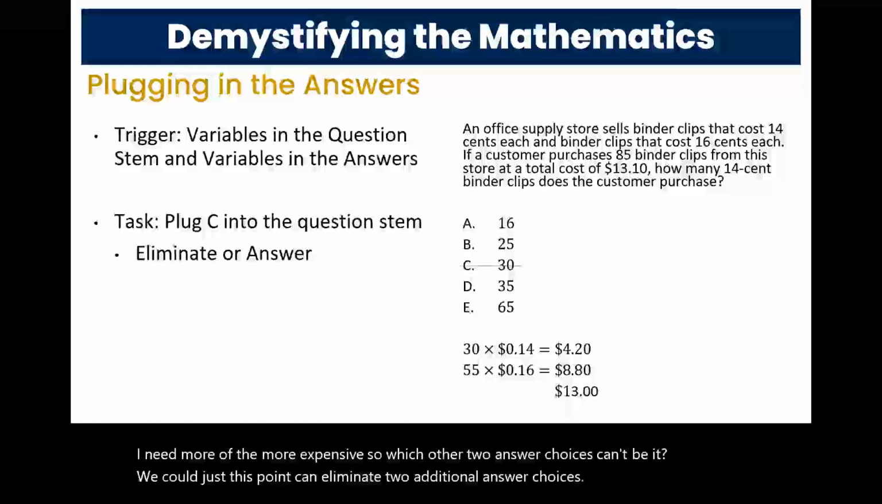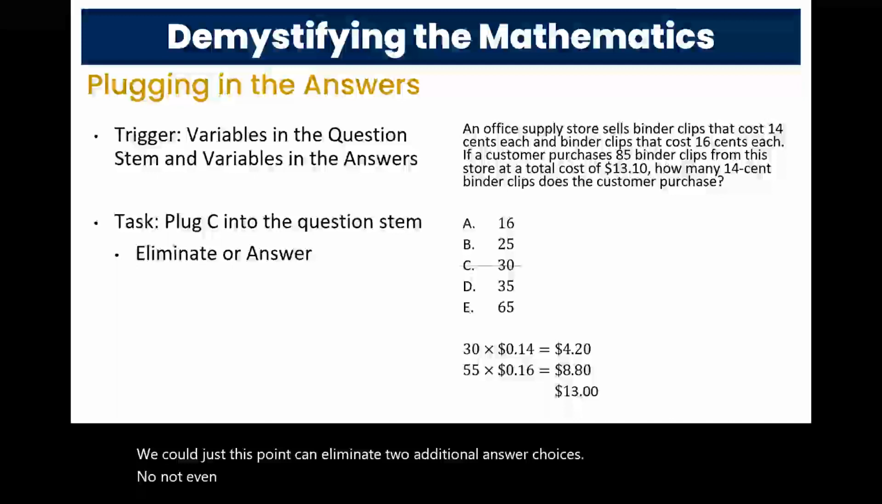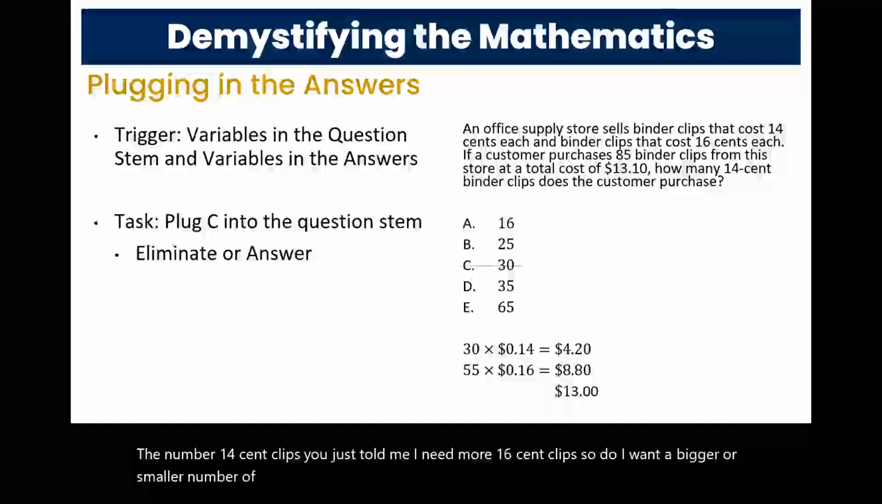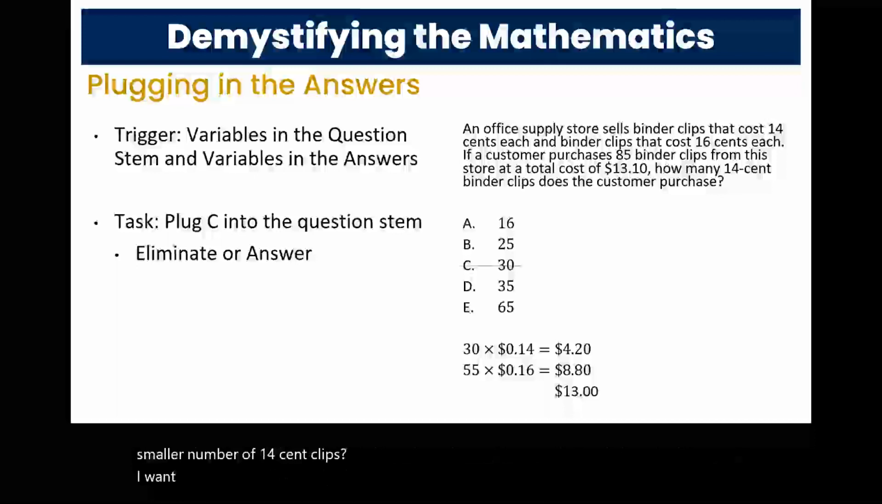No, not A and B, because what are these answers? They're the number of how many, of what type of clip? They're the number of 14-cent clips. You just told me I need more 16-cent clips. So do I want a bigger or smaller number of 14-cent clips? I want a smaller number of 14-cent clips, which means D and E are also incorrect.